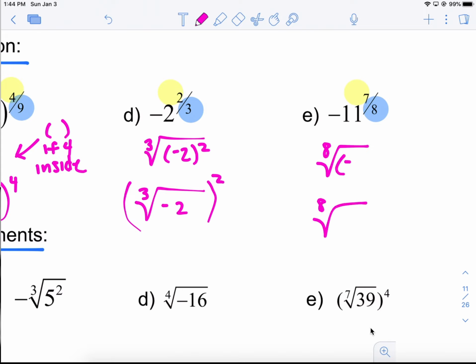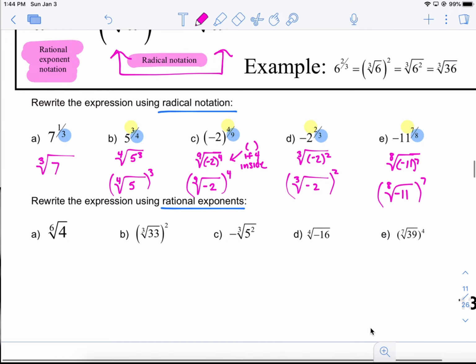I can either put the -11 inside with the 7th power, but it has to be in parentheses because it's negative, or I can leave the -11 alone and put the 7 on the outside of parentheses. Okay? If you need to pause that for just a second, copy it down, you may do so. We're going to go the opposite direction now, okay?